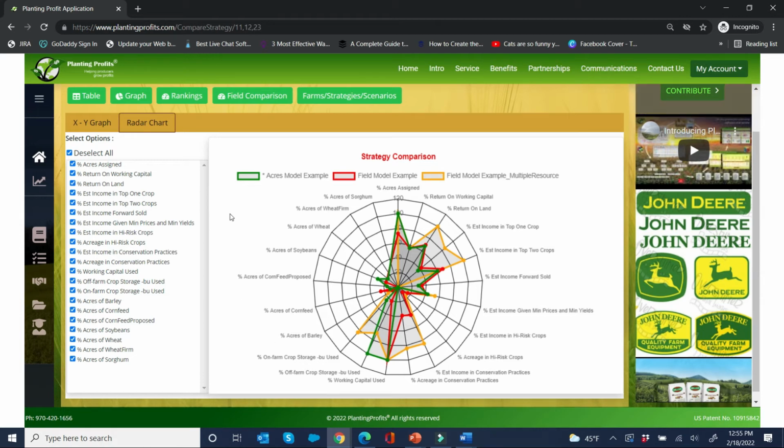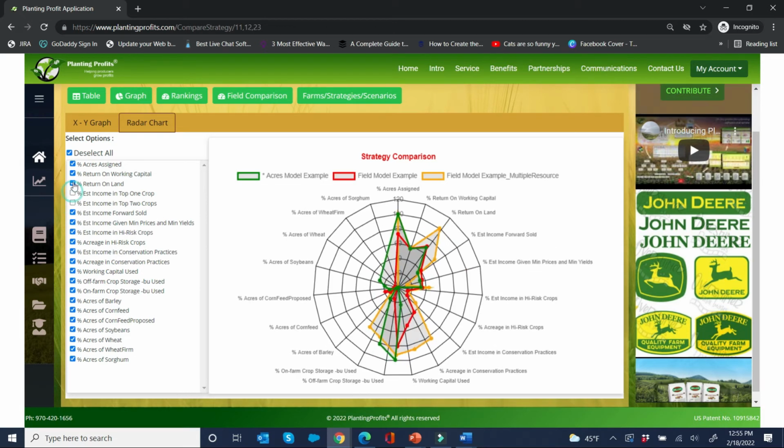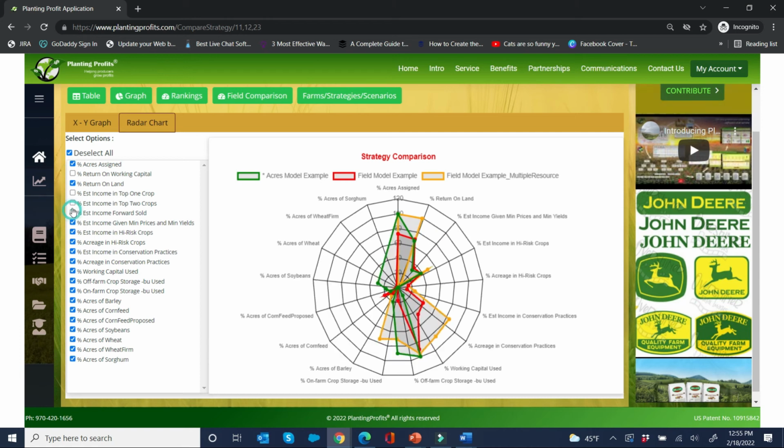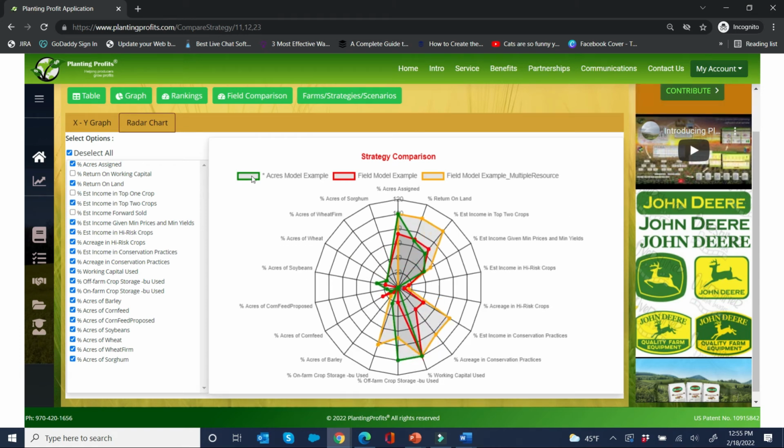Just select which output measures to display. As each output measure is selected, the chart automatically resizes. Clicking on the name of the strategy in the legend hides and unhides the strategy on the chart.